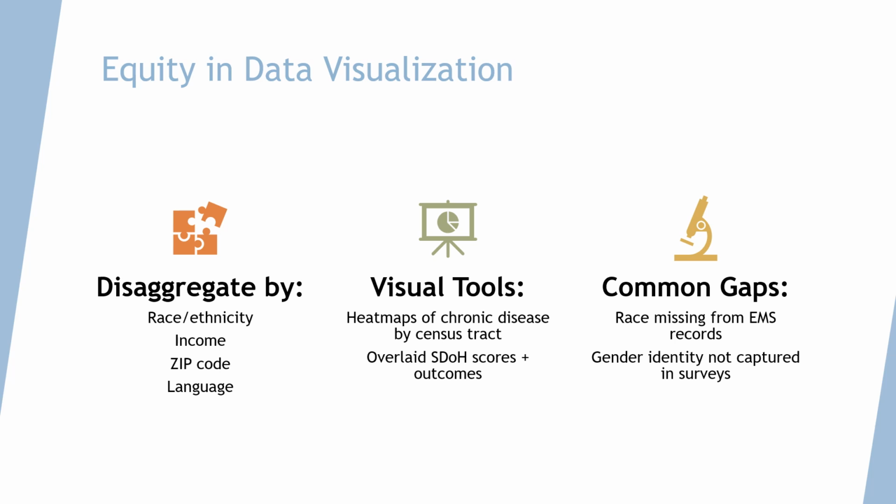And there's some common gaps to consider as well. Race is oftentimes missing from EMS records. Gender identity typically isn't captured. So there's certain things that we need to do better in data. And there's a lot of conversation about it, but it takes time. So it's just something to think about, is those data gaps and how do you fill those gaps.